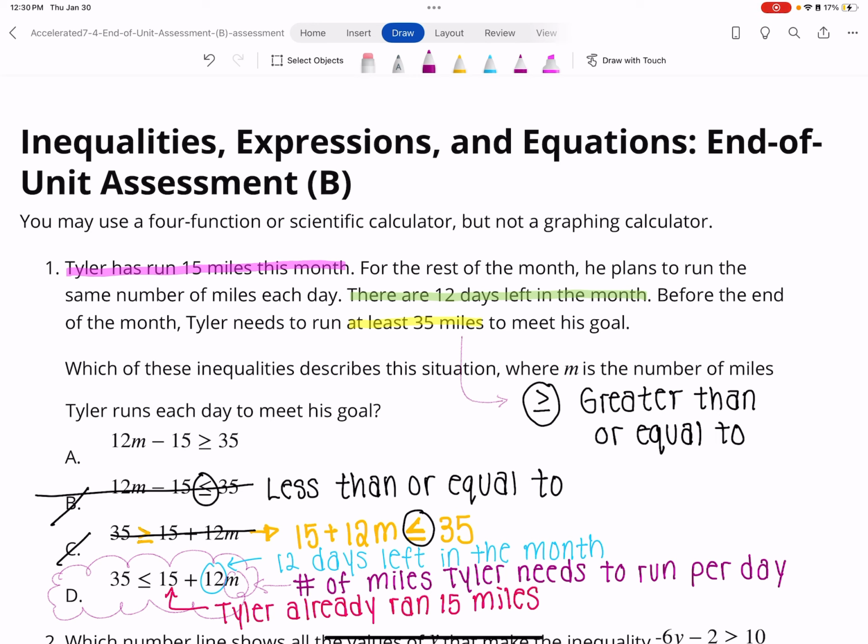Answer choice A is incorrect because it's taking the amount of miles he still needs to run, multiplying that by the 12 days left, and then subtracting 15 from it. If you were to solve this inequality, you would know that M is actually less than 15. So it makes sense to put 15 in front of the 12M term to figure out how many miles he needs to run per day and how many miles are left in those 12 days.